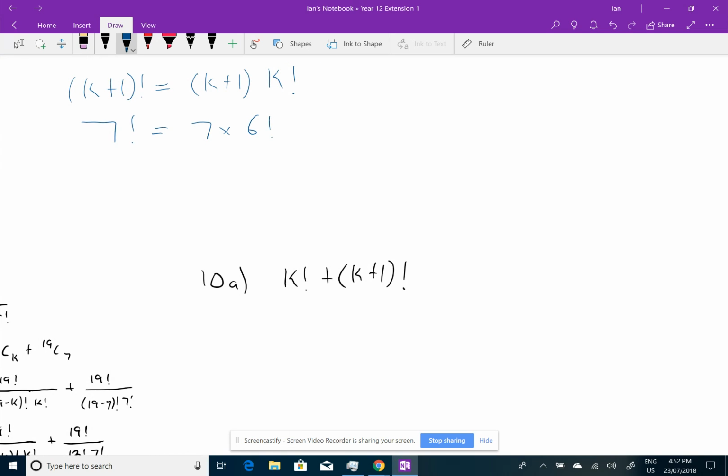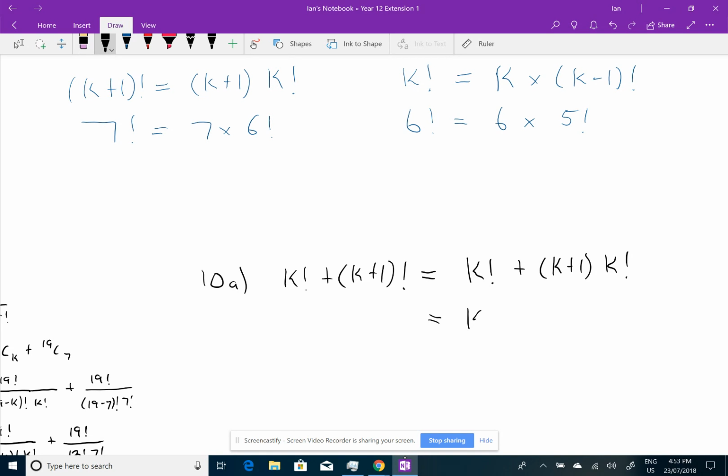And the other thing you need to know is k factorial can be written as k times k minus 1 factorial. So if you've got that 6 factorial, it's the same as 6 times 1 less factorial. And that's what I'm going to do here. So I've got my k factorial. I'm going to write this as k plus 1 times k factorial.